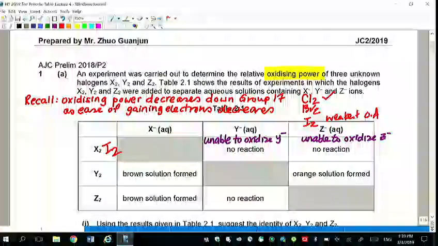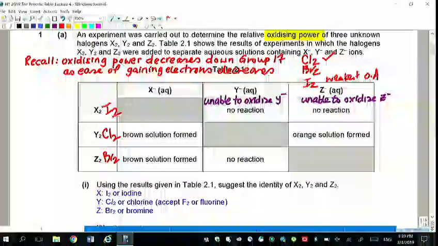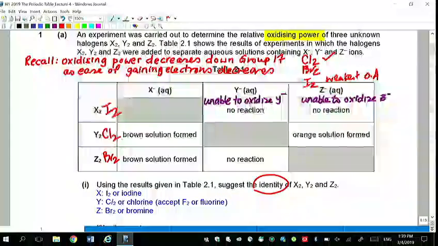Can get? Meaning to say that Y2, it is able to oxidize both X minus as well as Z minus. So Y2 should be the one that is the strongest oxidizing agent, chlorine. Z2, bromine. So from here, I should be able to get the respective identity of X, Y, and Z. Take note that the question is asking you about the identity of X2, Y2, and Z2. They are your halogens.